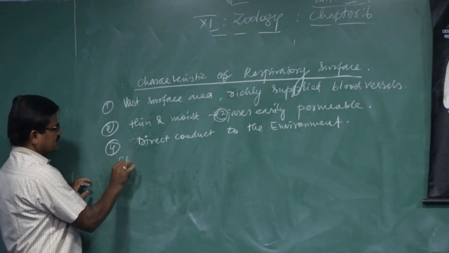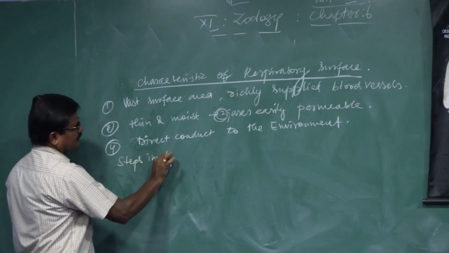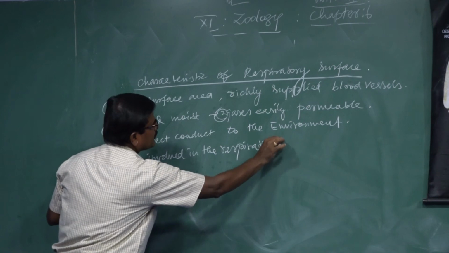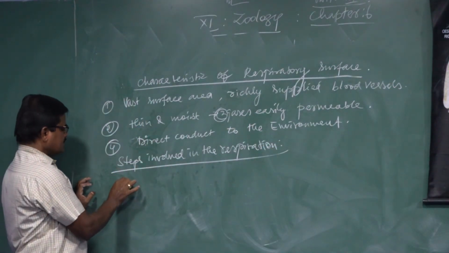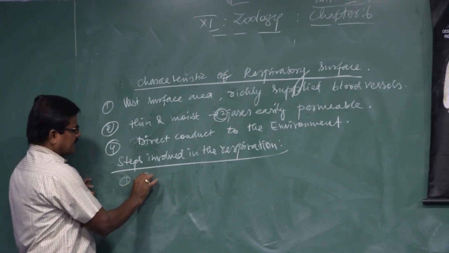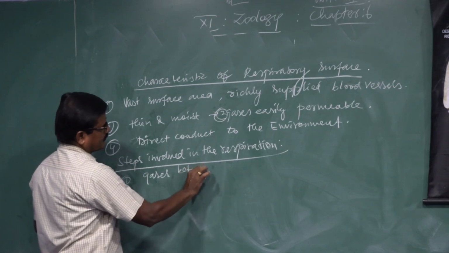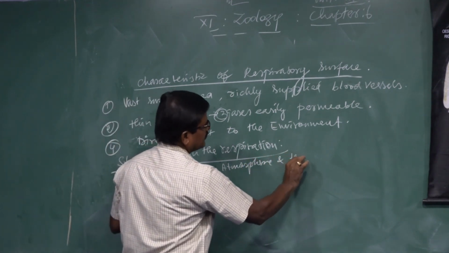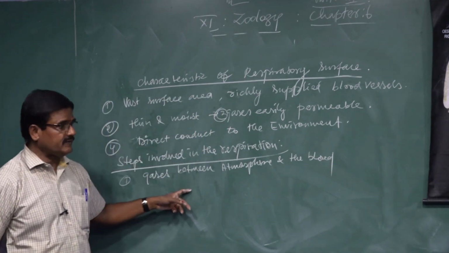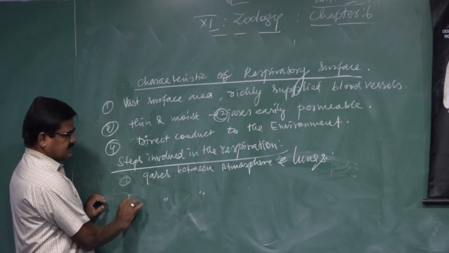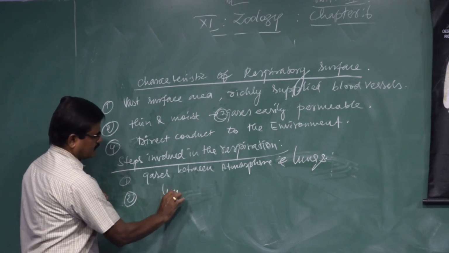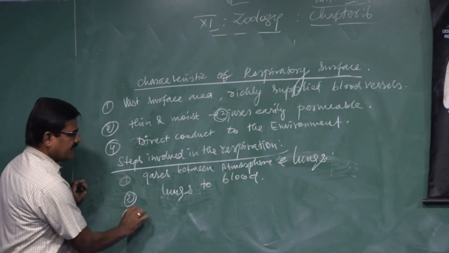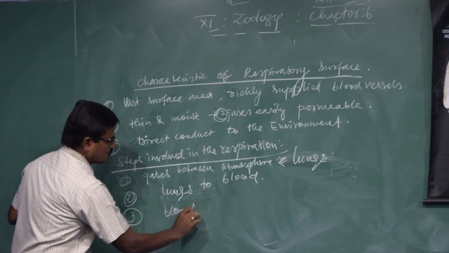Next, steps involved in respiration. This is also a 5-mark question. The first step is exchange of gases between the atmosphere and the blood. Second step, exchange of gases between the lungs and blood. Third step, exchange of gases between blood and cells.